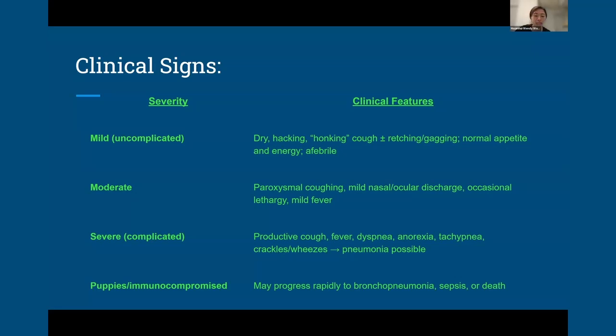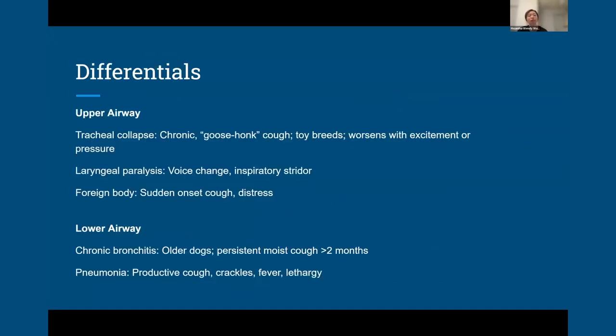In more severe cases, often in older puppies, immunocompromised pets, or unvaccinated pets, they can have a productive cough with phlegm, fever, dyspnea, anorexia, tachypnea, and crackles or wheezes in the lungs due to secondary pneumonia, and this may progress really rapidly to, very rarely, sepsis or death.